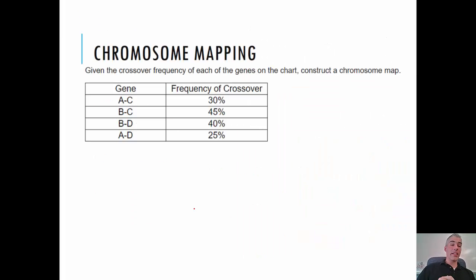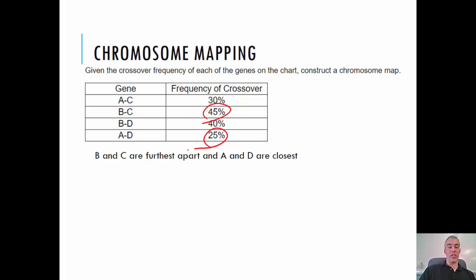Sometimes they like to give you chromosome maps, and they'll actually give you the frequency of crossover over here. So this is basically a measurement of the centimorgans. So it would be 30% or 30 map units or centimorgans. It means the same thing. And they want you to make up a chromosome map from this. So what they're basically telling you, if you look at this, is B and C are the furthest apart at 45% crossing over frequency. And A and D are the closest because they are only 25%.